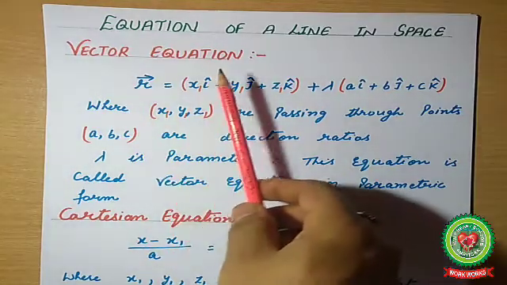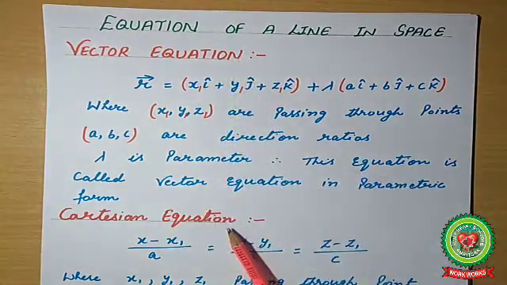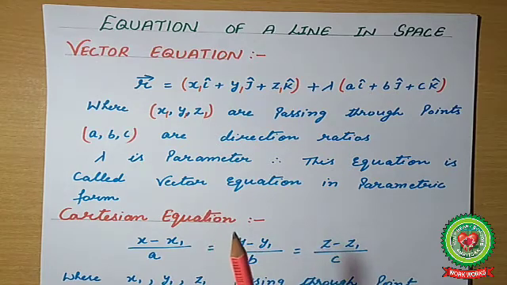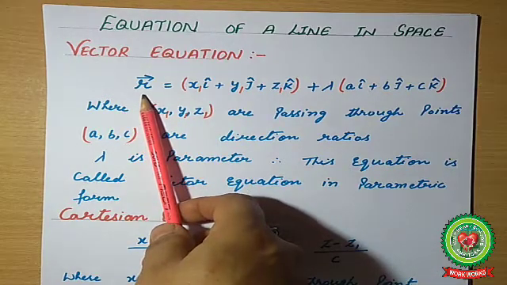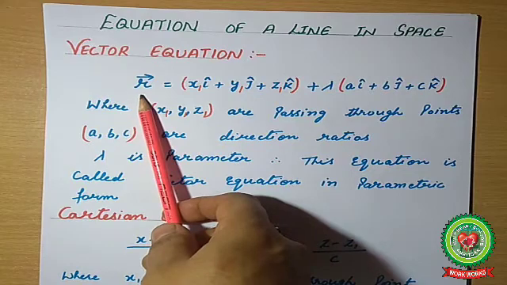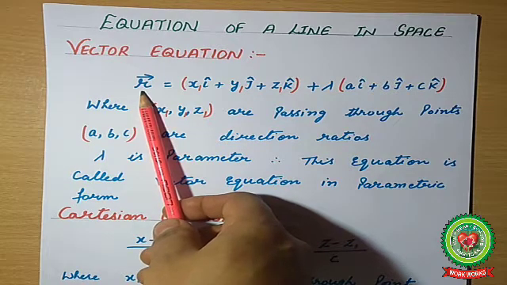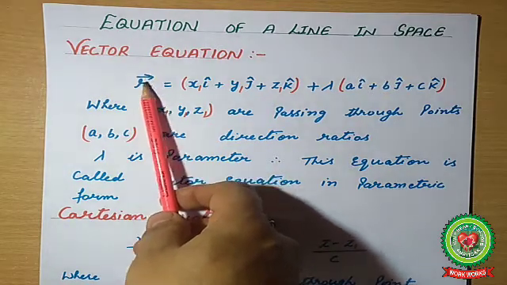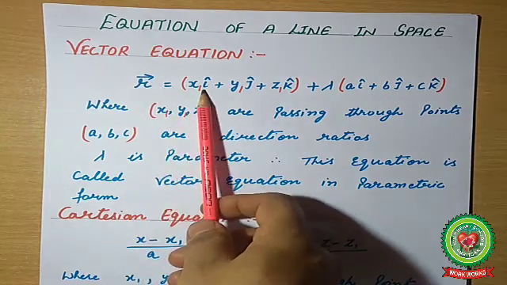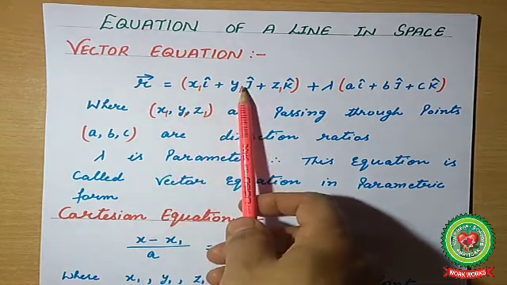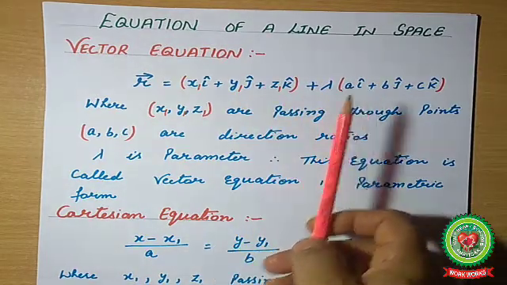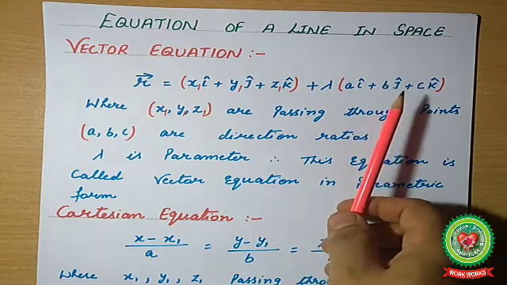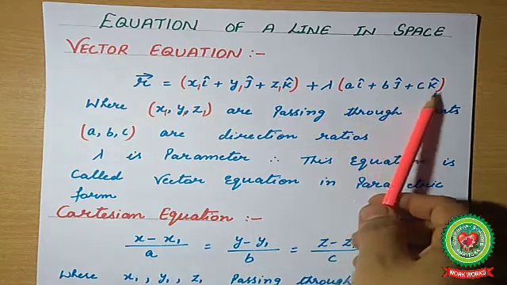Now, there are mainly two types of equations. One is the vector equation, one is the Cartesian equation. Now, what is the general form of the vector equation? A vector is always represented with r. Then r vector is equal to x1 i cap plus y1 j cap plus z1 k cap plus lambda times (a i cap plus b j cap plus c k cap).